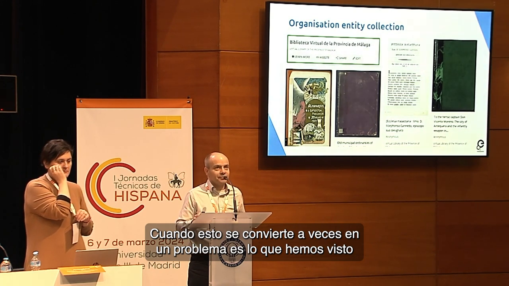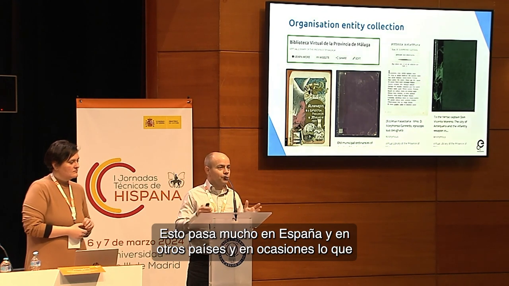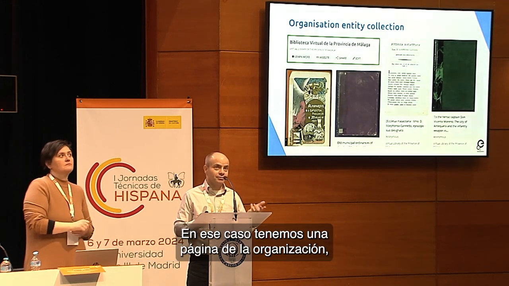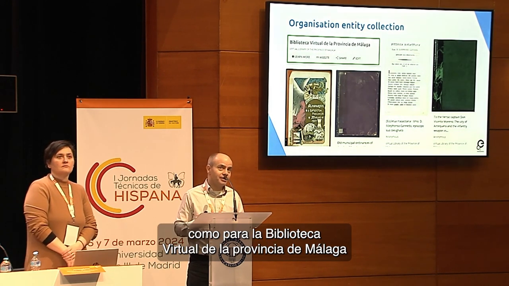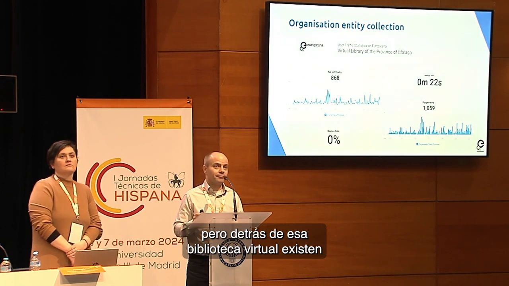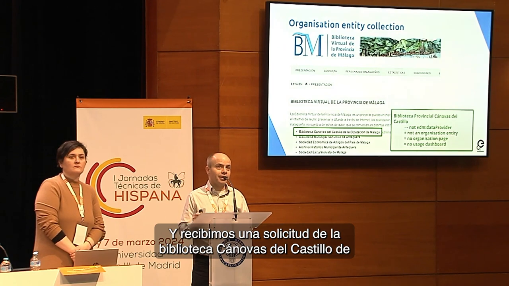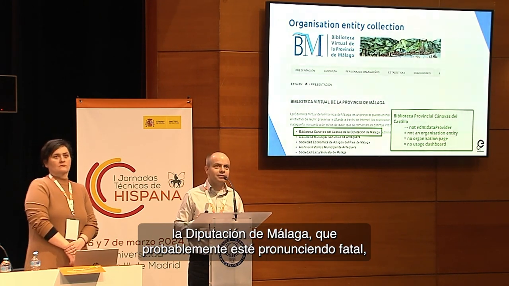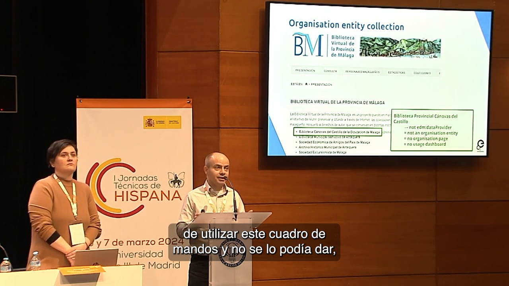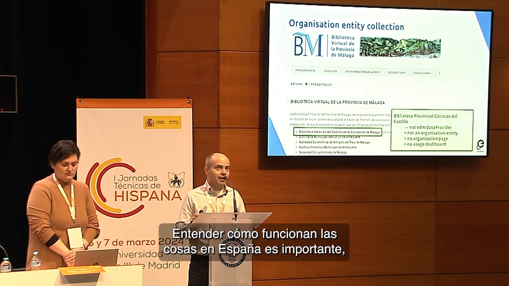Where this becomes sometimes a bit problematic is the situation that we have in Spain, that we also have seen yesterday, that a lot of organizations are working with repositories, and we sometimes have the names of those repositories being named as the organization. So in that case, we have an organization page for the Biblioteca Virtual de la Provincia de Málaga, and we can also create a usage dashboard for that repository. But behind that virtual library, there are several institutions. And I got a request from the Biblioteca Canovas del Castillo de la Diputación de Málaga, probably terribly pronounced, and they asked me for a usage dashboard. And I couldn't give it to them because we don't have that information in Europeana, because that's not the name of the organization or repository.